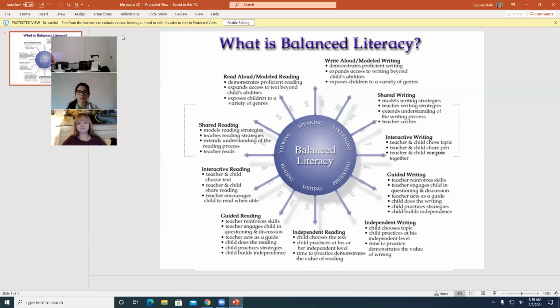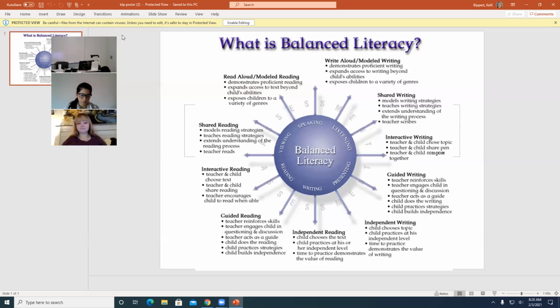Something else I did with my kids when we were trying to work on revisions: How do I revise this sentence to make it more interesting? We worked together and they helped me come up with a better and more effective sentence or paragraph. And so shared writing, shared reading, really, really effective at getting them moving more toward independent. And as you can see, eventually you do get to the independent writing and independent reading.